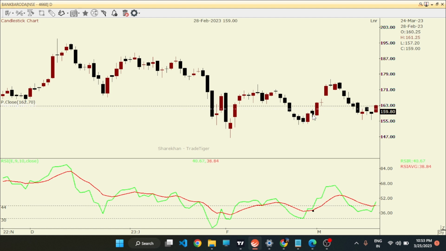And then it gave another entry, and on 28th February 2023 candle closing was 159 and it made a low of 157.